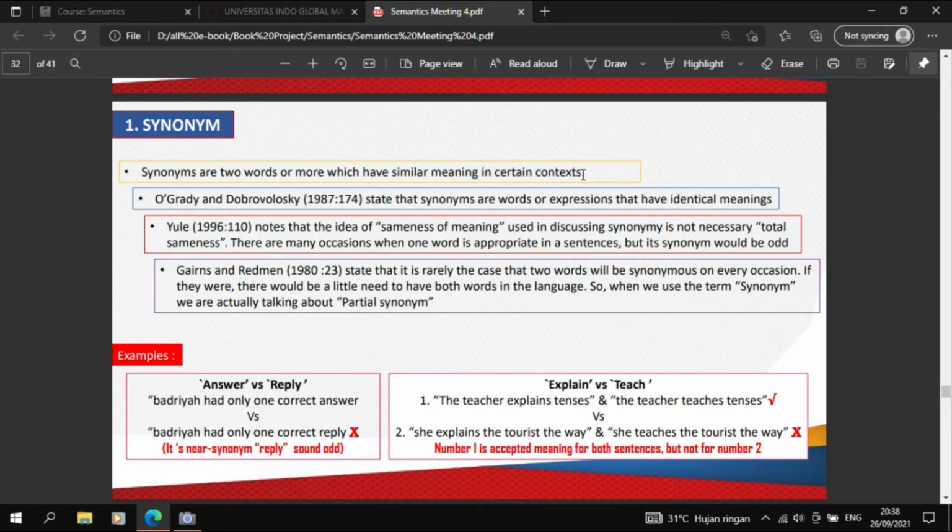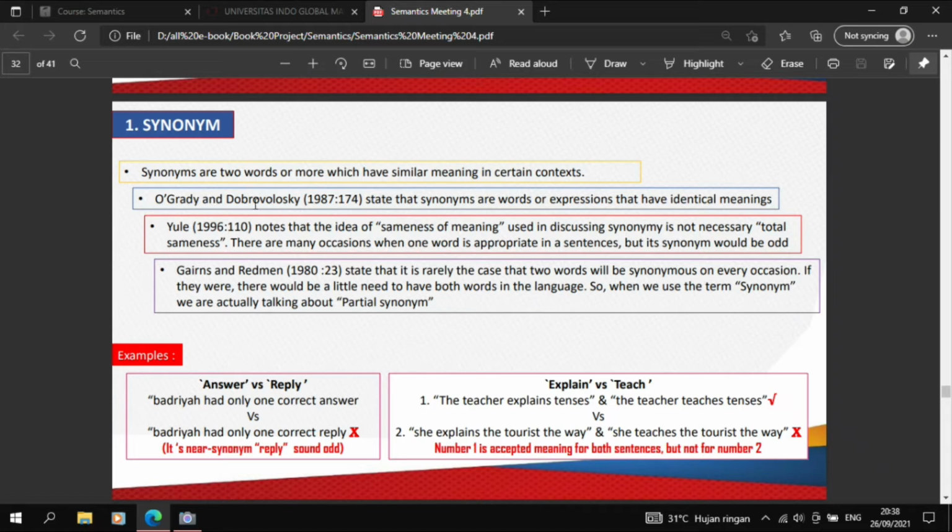Sometimes you have learned stuff from elementary school: oh, synonym means persamaan kata, so it will always be the same. No, it can't be the same. It is similar only in certain contexts. Sometimes in different contexts they have different meanings. How can I say that? We will see the example later on.